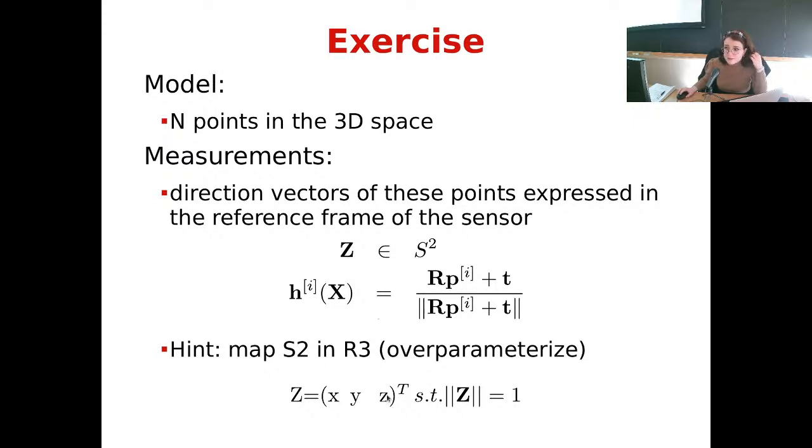So in this case, our prediction function is a little bit more complex than in previous exercises, because given a point pi in the world frame, in order to obtain the direction vector in the reference frame of the sensor, we apply the transformation from world to sensor, which is given by the rotation R and the translation t, and then we normalize this, because we want to eliminate the degree of freedom given by the scaling by considering unit norm vectors.